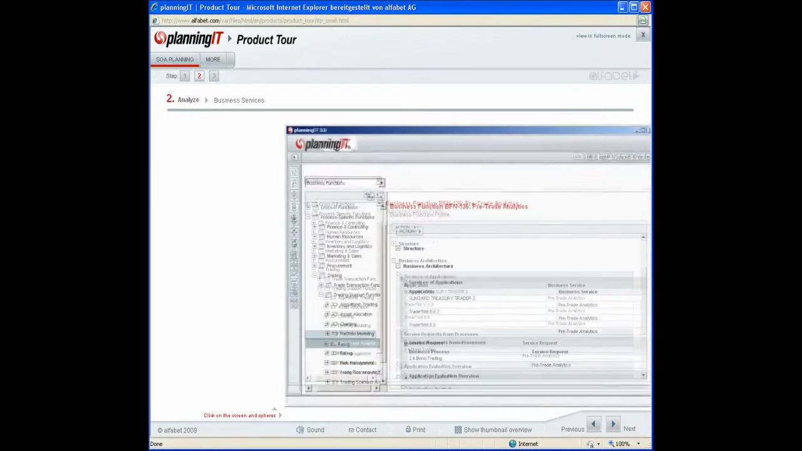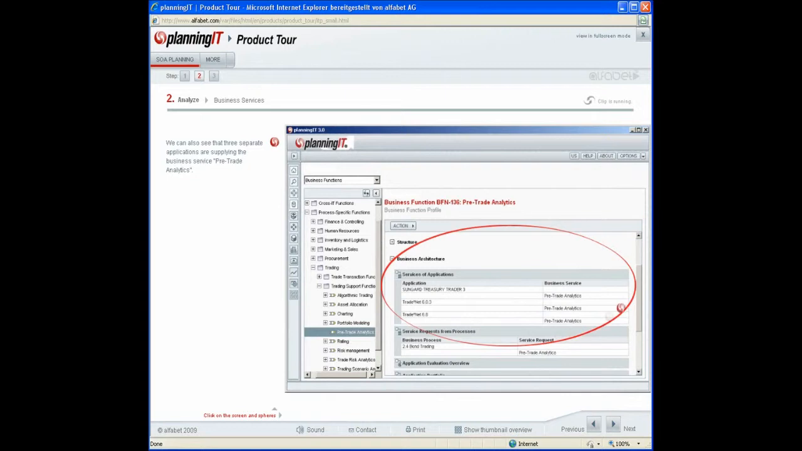Business services. We can also see that 3 separate applications are supplying the business service pre-trade analytics. This could be a possible starting point for consolidating the applications into one for supplying this particular business service.